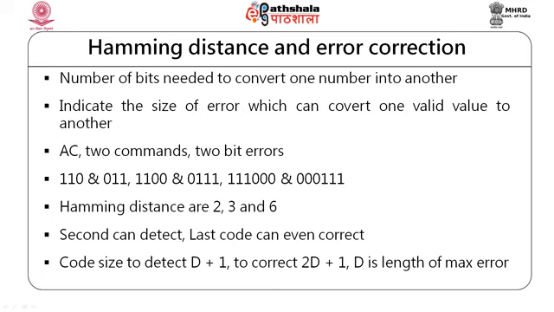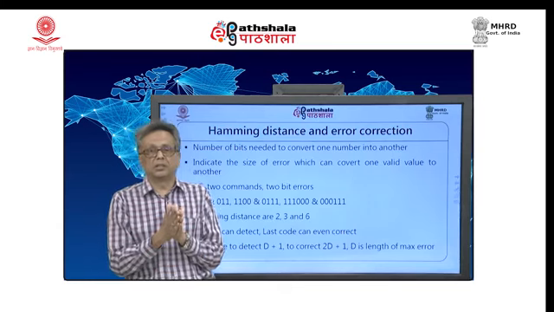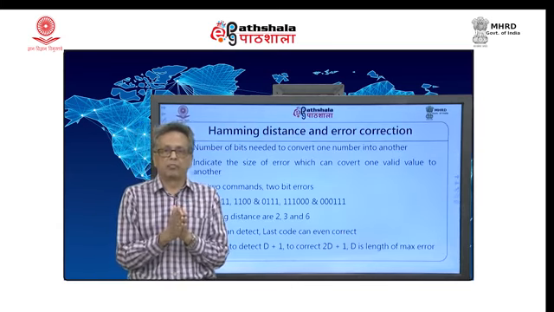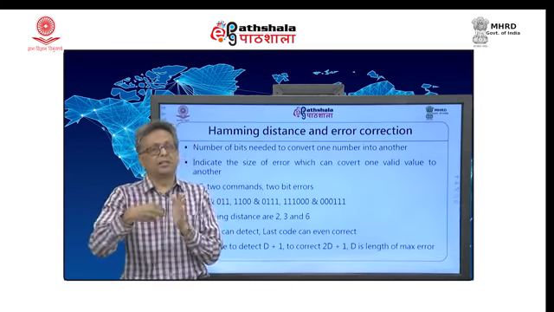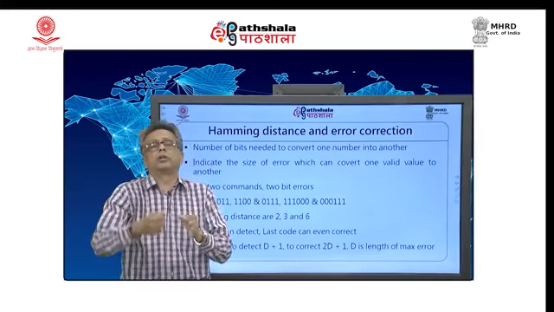What is a Hamming distance? Suppose you have a number that you sent and suppose the receiver receives something different. The difference, remember we have seen that, the difference is the error, but how many bits need to be inverted for converting one valid value into the other is also very critical.